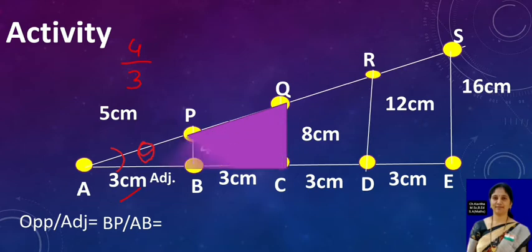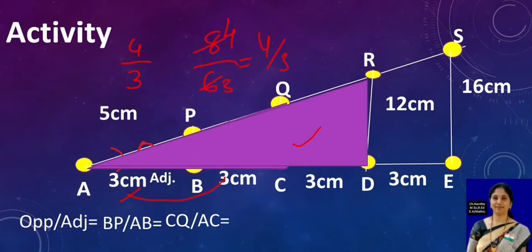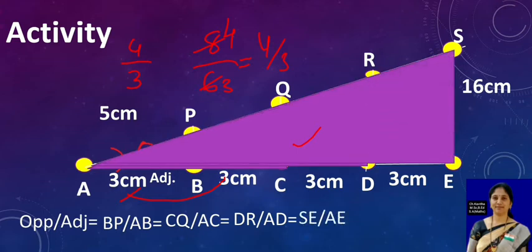And consider the next triangle, that is ACQ. Here we can write opposite by adjacent. So opposite we have 8 by adjacent, 3 plus 3 is 6. So 2 4s are 8, 2 3s are 6, same 4 by 3. Okay, like this we can say CQ by AC. If you consider the next triangle, here also we get the same value, that is DR by AD, that is equal to the next triangle, that is SE by AE. So here also the opposite by adjacent ratio is same in all these similar triangles.